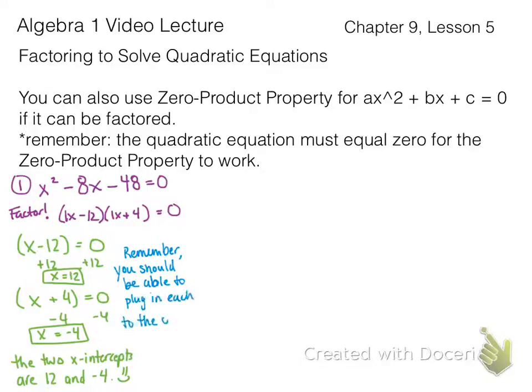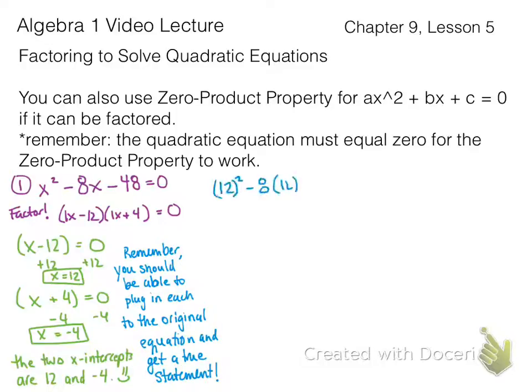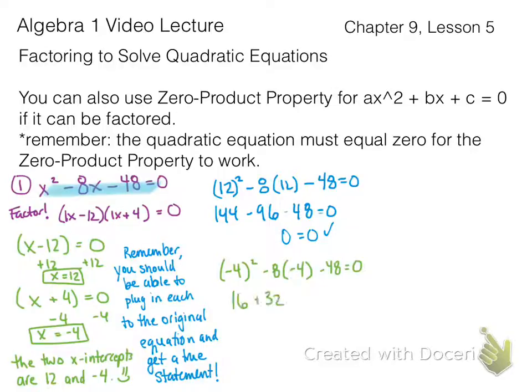Now, again, you can always go in and check your answer. You should be able to do this by plugging each back into the original equation and getting a true statement out. So let's plug in 12 into the original equation and see if we get a true statement. We do! 12 squared is 144, -8 times 12 is -96, minus 48, 0 equals 0. So 12 works. Woohoo! Now let's try -4. There we go. Hey, it works.